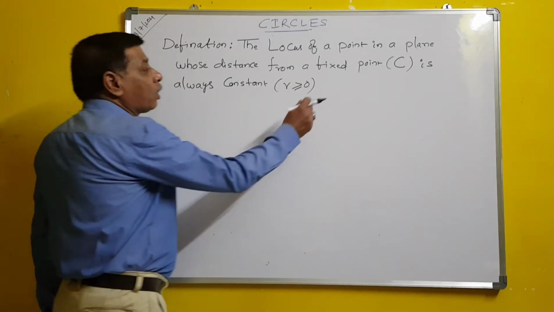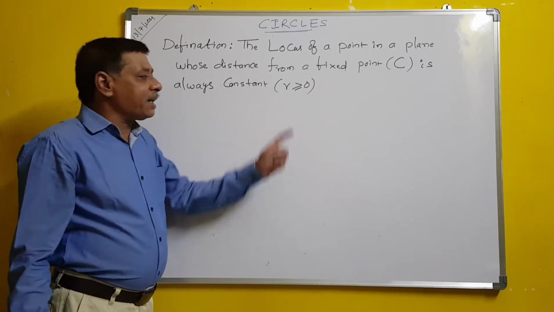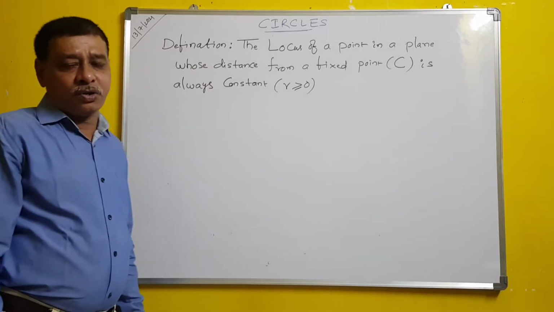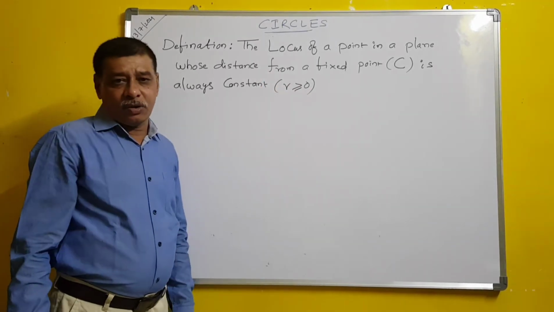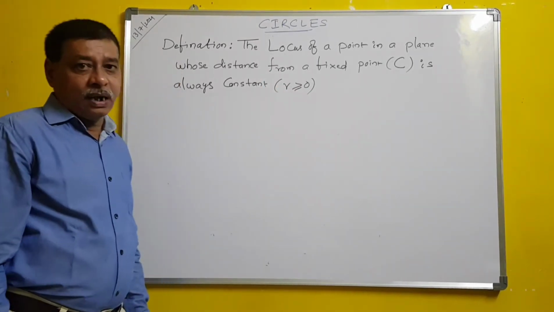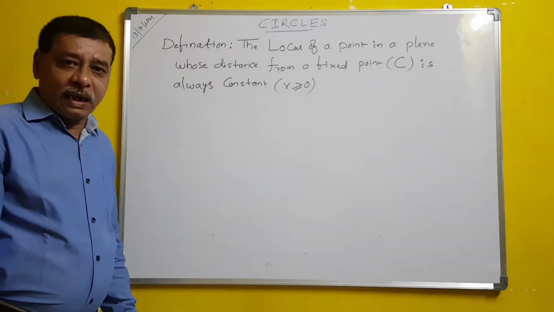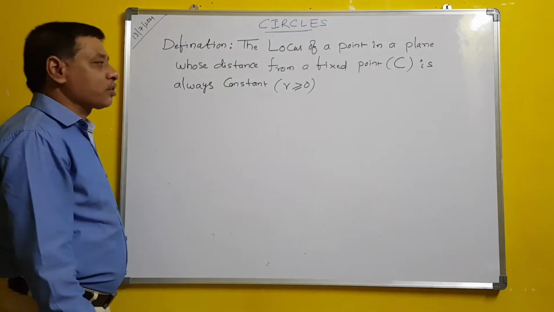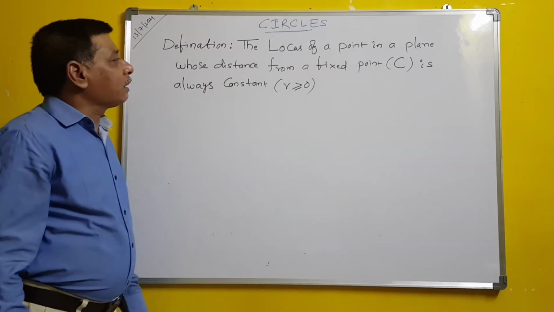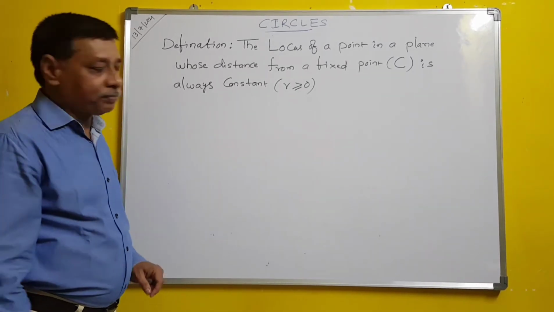So if I denote the center with C and the radius with r, this radius should be greater than or equal to 0. If the radius is greater than or equal to 0, then that circle represents a real circle. And we are going to discuss real circle related properties, and its related problems, of course, we are going to solve. So let us derive the equation of the circle from this definition.